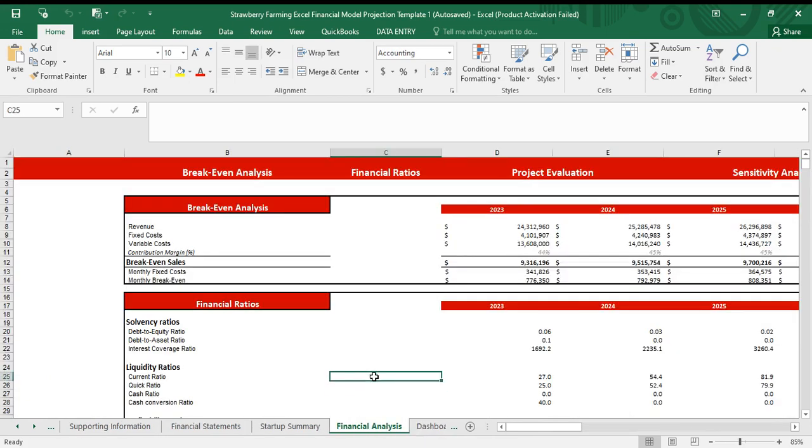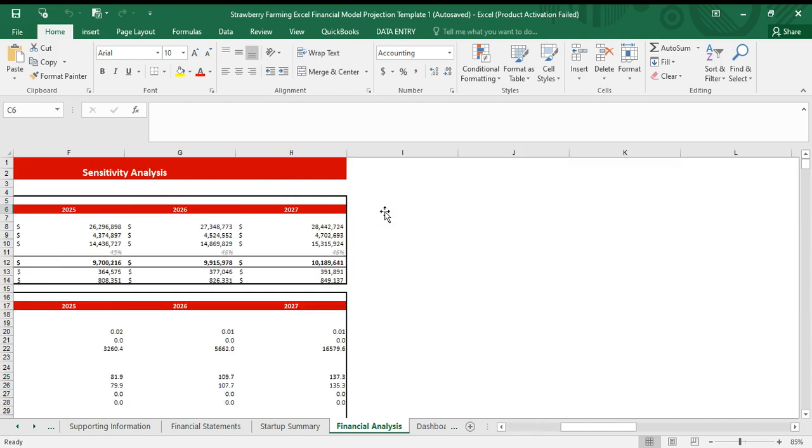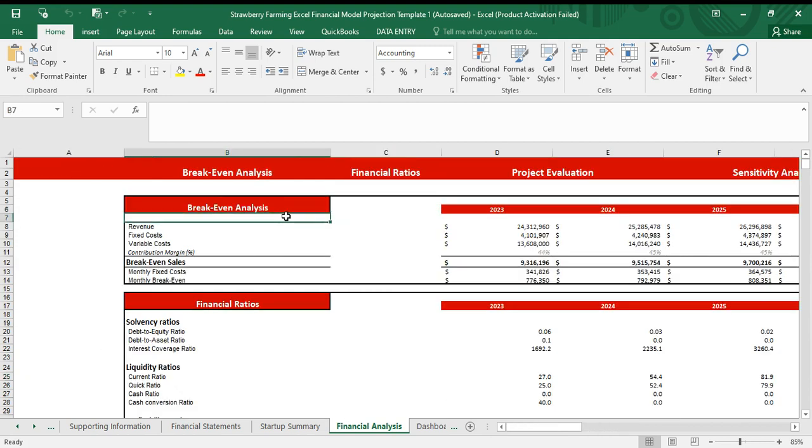In the financial analysis sheet, we have added break-even analysis, financial ratios, project evaluation, and sensitivity analysis. Break-even analysis shows at which point the business's sales will result in a profit and loss that is equal to zero.